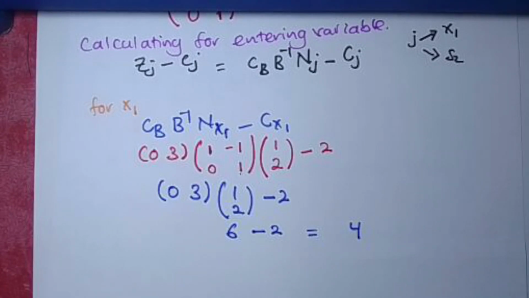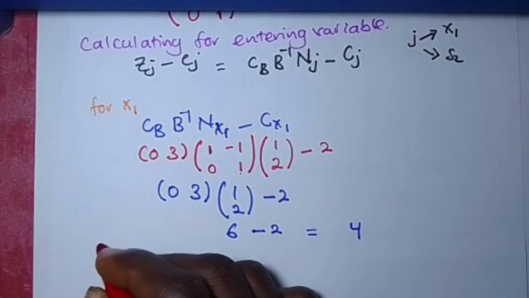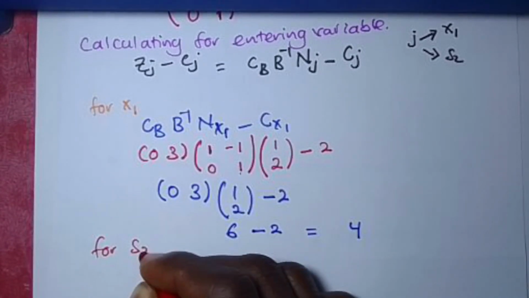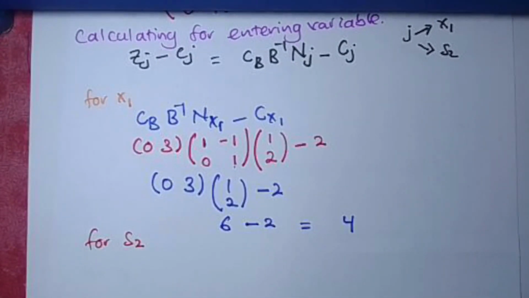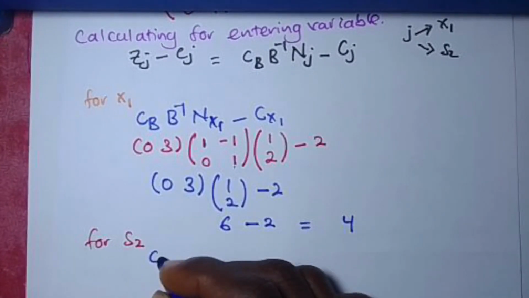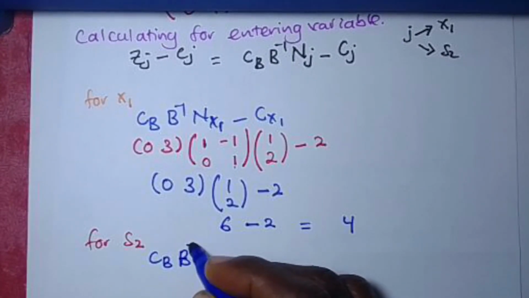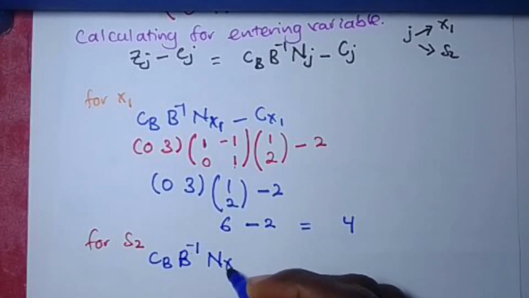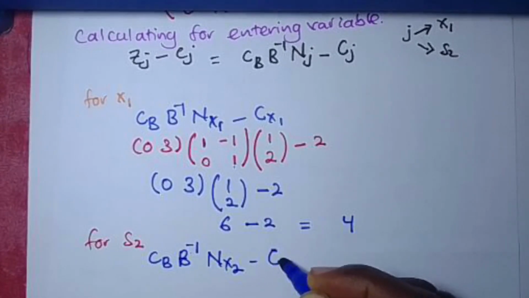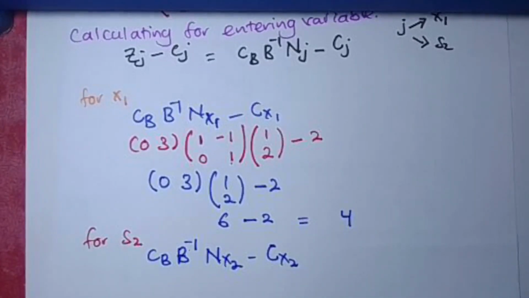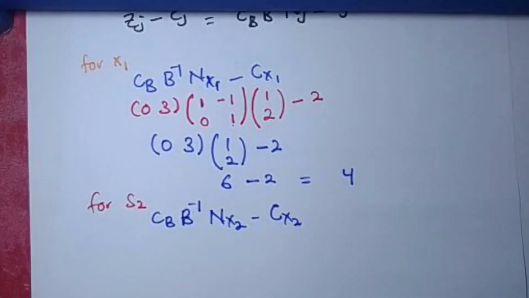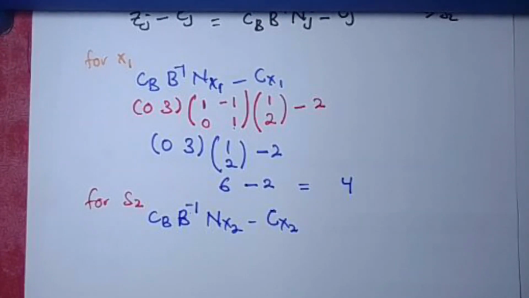So to check for S2, we shall need to calculate for CB times B inverse times N of x2 minus C of x2. So putting these two into the equation, now we shall need to come again.